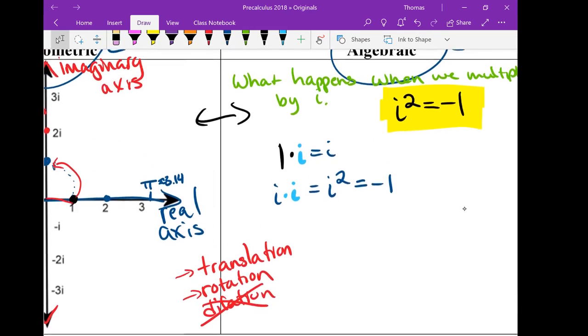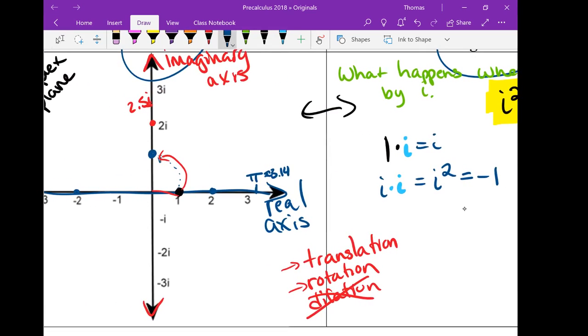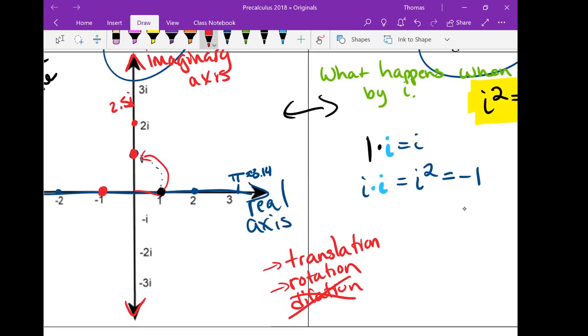So going back to our geometric picture over here, we started at i. I'm going to do it in red this time. We started at i, and we multiplied by i again, and then we ended up at negative 1. So we multiplied by i the first time, our point ended up on the vertical axis. We multiplied a second time, and it ended up back down at negative 1. So now we're trying to decide, is this a translation or a rotation?